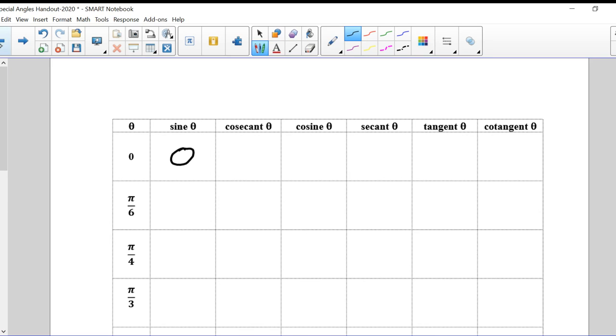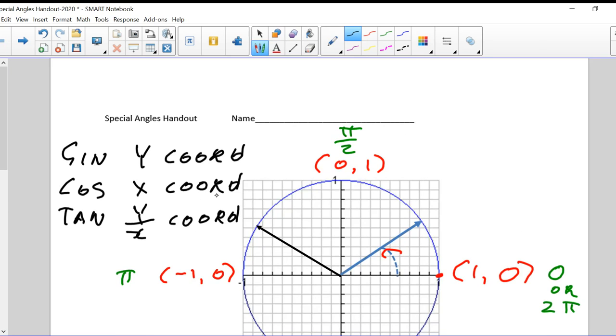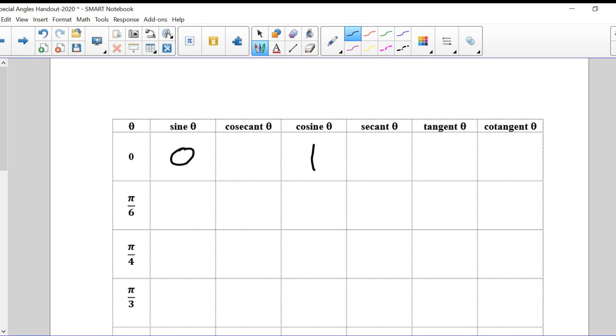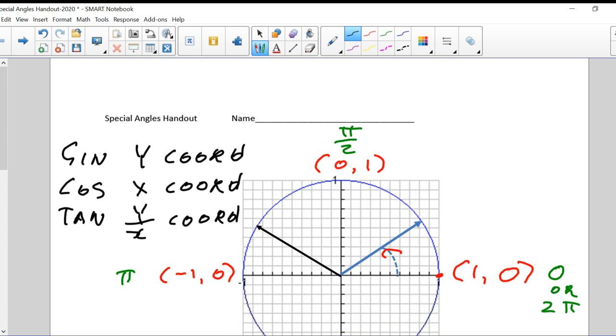Let's go to cosine. Cosine is my x coordinate. So at 0, which is where I am right now, my x coordinate is 1. So it means that my cosine is 1. How about my tangent? The tangent says take my y divided by my x. So that's going to be 0 divided by 1. And that, of course, is 0, right? If I divide 0 by anything, I still get 0.